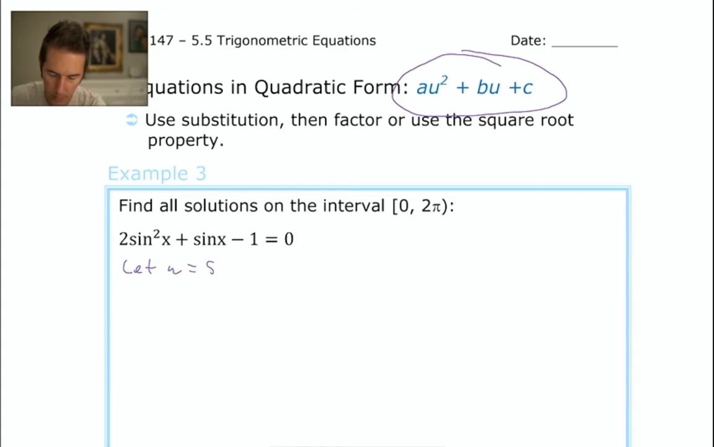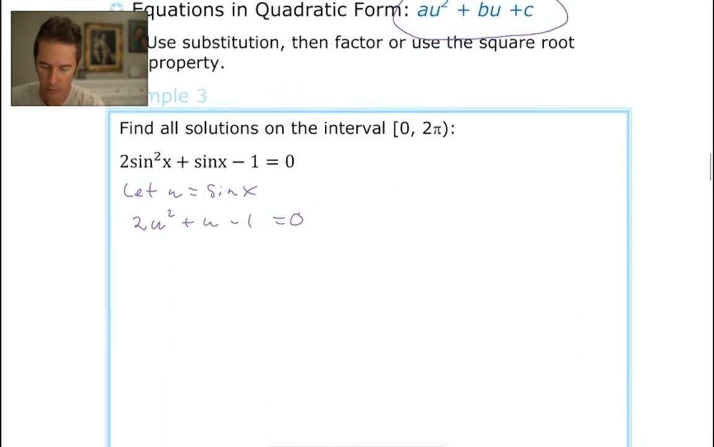u equal sine x, and that would allow us to rewrite our original equation as 2u squared plus u minus 1 equals 0. And if that makes it look a little bit less cluttered for you, and you'd like to do that, I think it's a great idea. For some of us, making those changes or substitutions and then back substitutions gets to be too confusing. If you can skip it, skip it. That's great. Do whatever works for you.